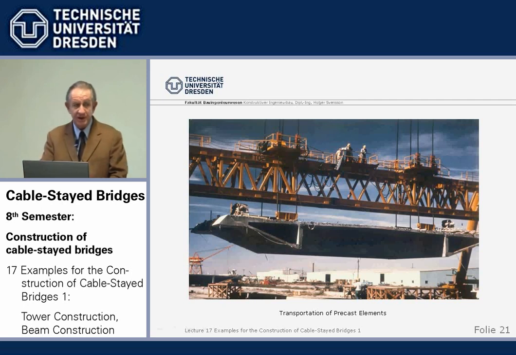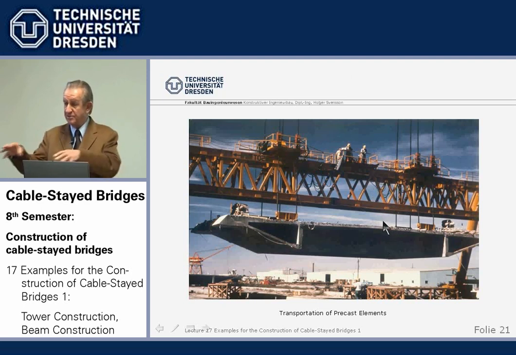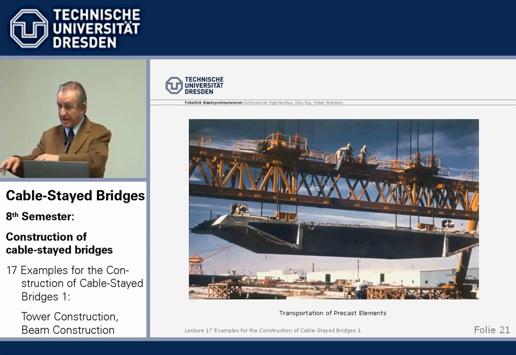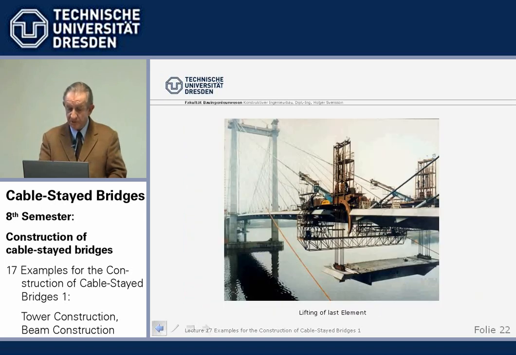Now, after we cast an element, we then lift it, in this case with a portal frame, out of the forms, transport it to the water, put it on a barge, ship it by barge to the site, and then lift it up. We see here the lifting. In this particular case, we've used some hydraulic equipment on top of the beam to lift the beam elements. We will see other possibilities.